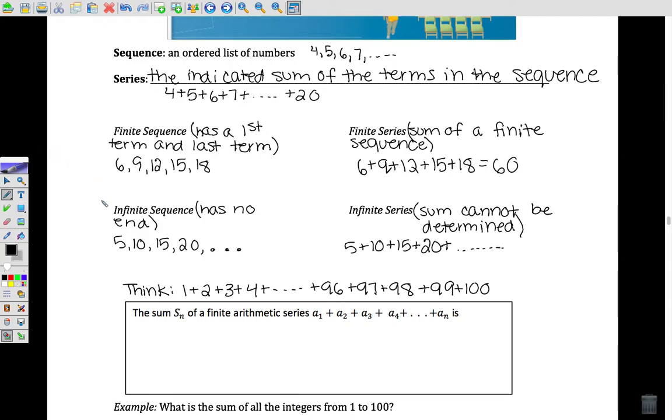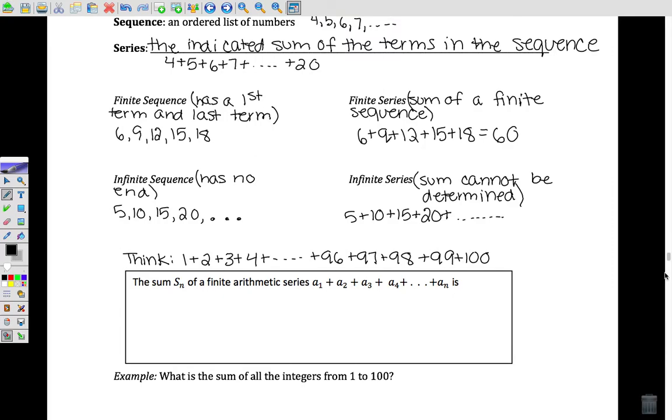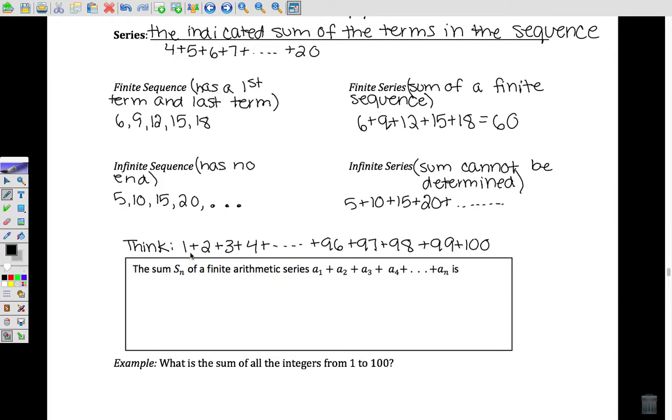So it turns out there is a formula we can use to add a sequence of numbers like this together. If you notice here, this is arithmetic. Your common difference is just 1, and you're starting at 1. So we say the sum of a finite arithmetic series that has a common difference, we use S sub n equals n over 2 times a sub 1 plus a sub n.